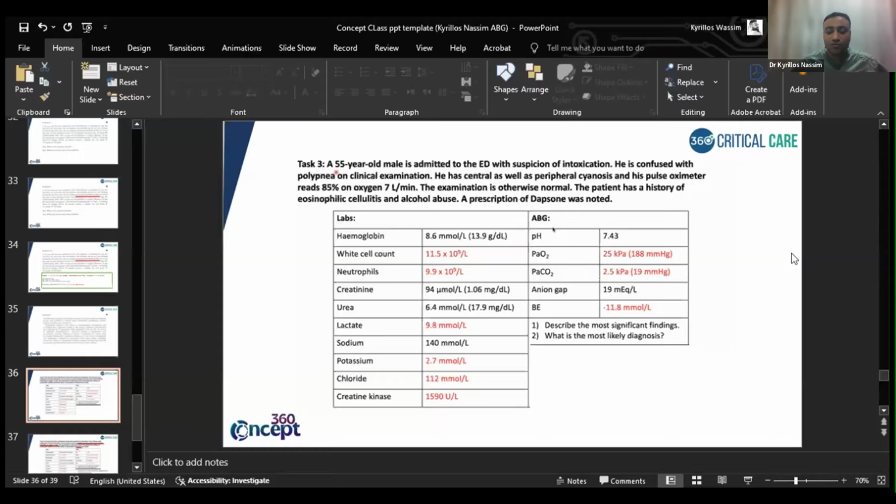Be aware of any drug mentioned in the vignette. He gave me a CBC and electrolytes and an ABG. So describe the most significant finding and what will be the likely diagnosis.